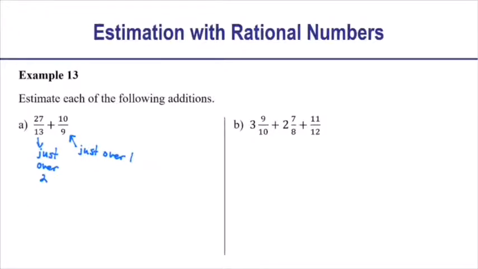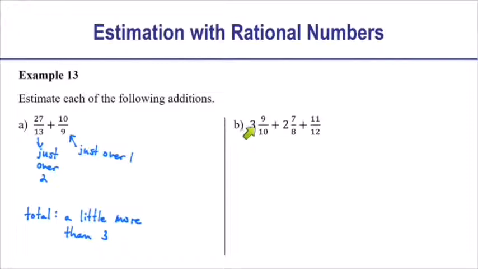So if we take 2 plus 1, we can say 2 plus 1 is 3, so the total here would be just a little more than 3. Of course that's not exact, but that's the whole point. With estimation, the idea is to do it quickly and mentally and not get an exact answer.